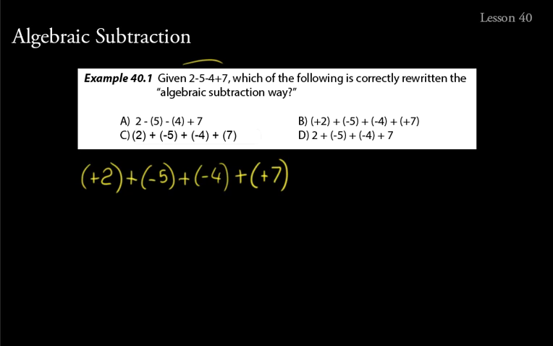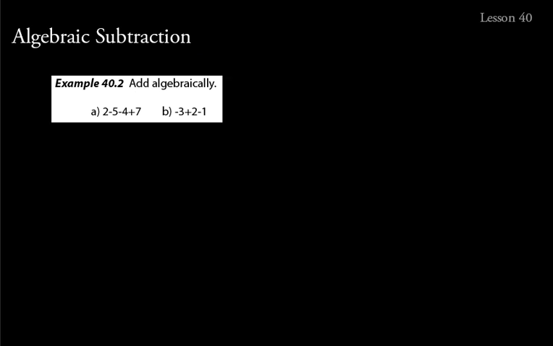And that, therefore, is choice B. Okay? Every number gets grouped, every number gets a sign in front of it, and you identify that in the problem. Okay. Problem 2, add algebraically.